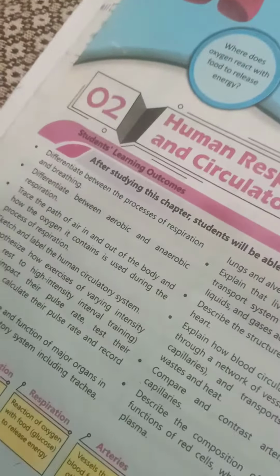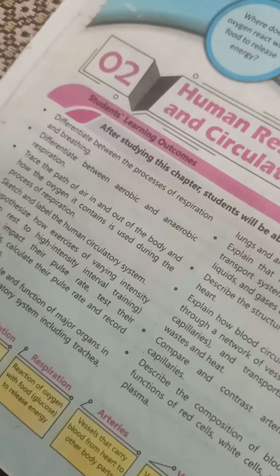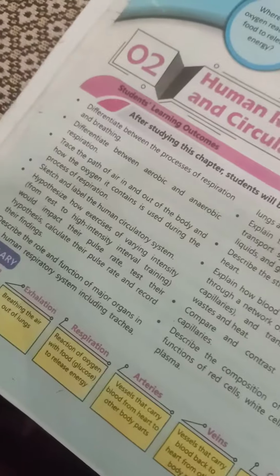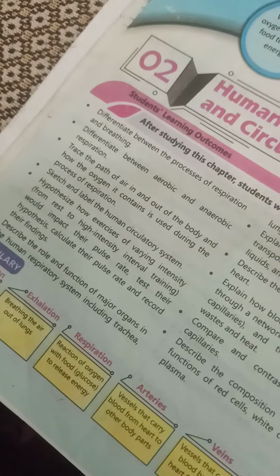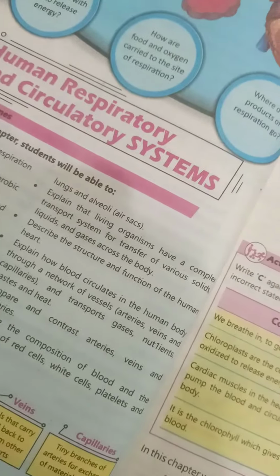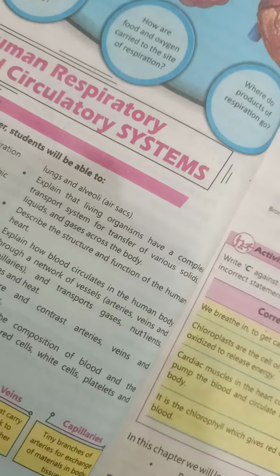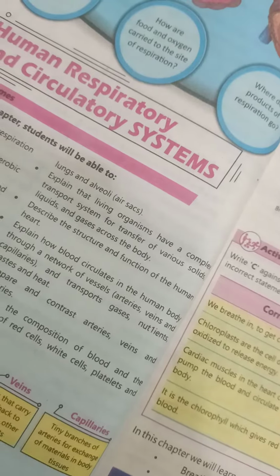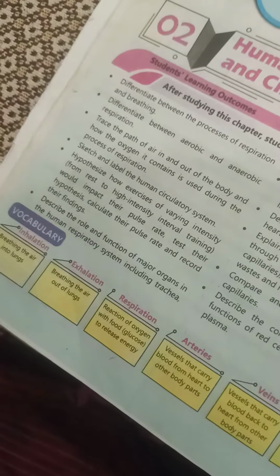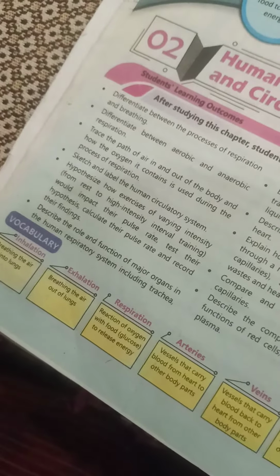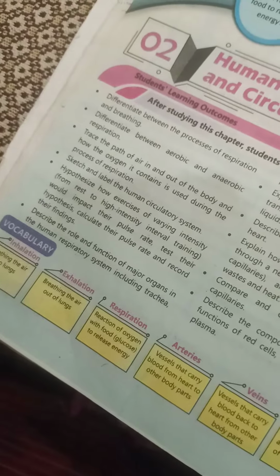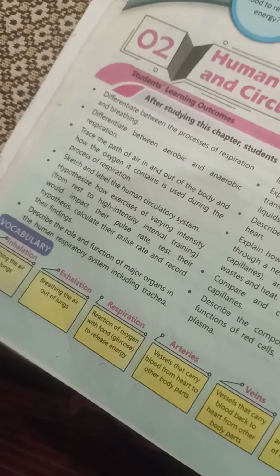Students' learning outcomes: differentiate between the process of respiration and breathing; lungs and alveoli, air sacs; differentiate between aerobic and anaerobic respiration. Explain that living organisms have a complete transport system for transfer of various solids, liquids and gases across the body. Trace the path of air in and out of the body and how the oxygen it contains is used during the process of respiration. Sketch and label the human circulatory system.